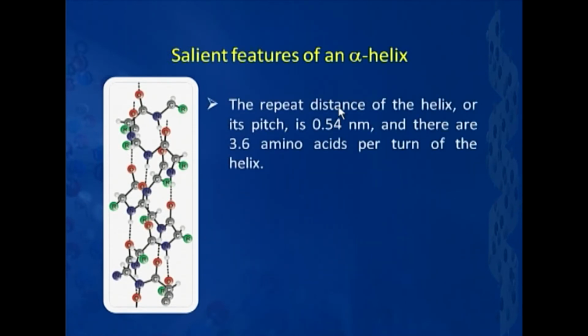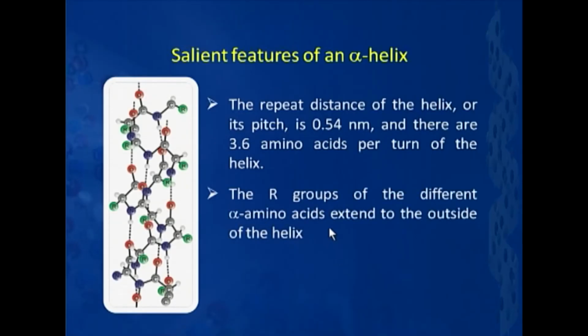Yet another one is the repeat distance of the helix, or its pitch, which is about 0.54 nanometer, and there are about 3.6 amino acids per turn of the helix. What does it mean? If I start from one end of the helix, I take a turn and come back. This is my one turn. When I make one turn, I travel a distance of about 0.54 nanometers, and in doing so, about 3.6 amino acids are used in this process. So, that is the meaning of this particular statement.